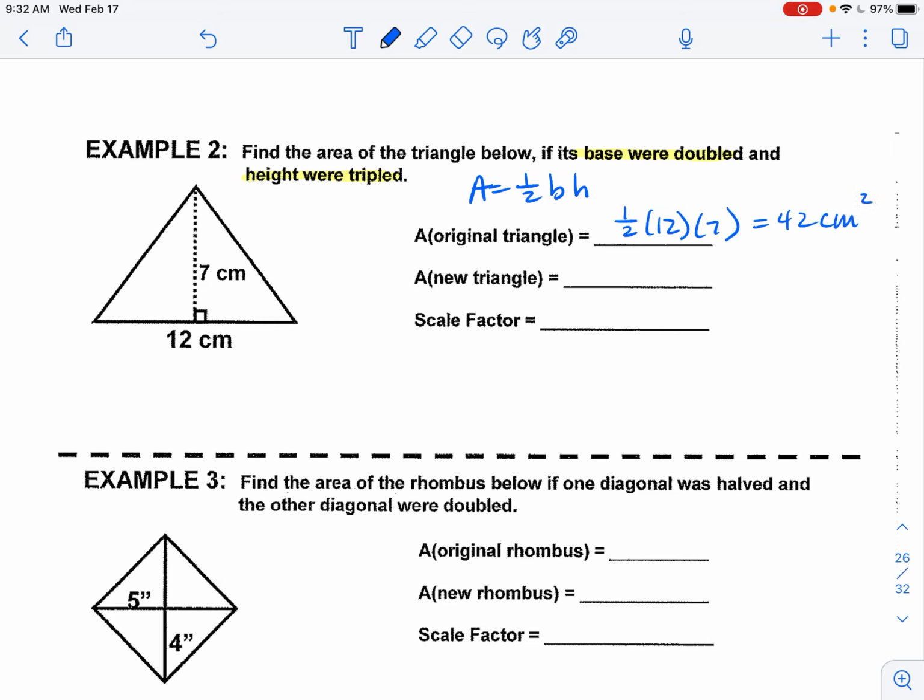Okay, so if I were to double, that means times 2, and triple, times 3. The product, 2 times 3, is 6. That's my scale factor. So the area of my new triangle would be 42 times 6. And let me take that to a calculator real quick. And that's 252.